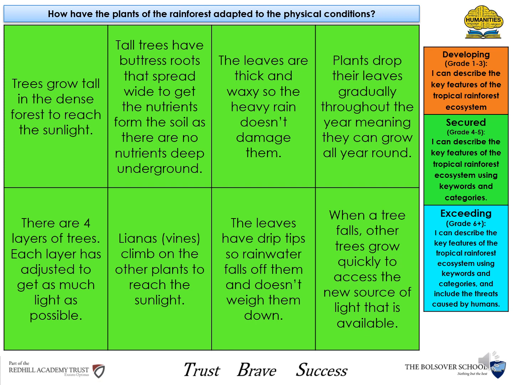Leaves are thick and waxy. Plants drop the leaves gradually throughout the year so they can grow all year round. Four layers of trees, as we've discussed. Lianas or vines climb up other plants to reach for sunlight. They're the things that Tarzan swings on. The leaves have drip tips so rainwater can fall off them. And when one tree falls, another tree will grow and replace it very, very quickly. And that's usually within a year of the first tree falling.